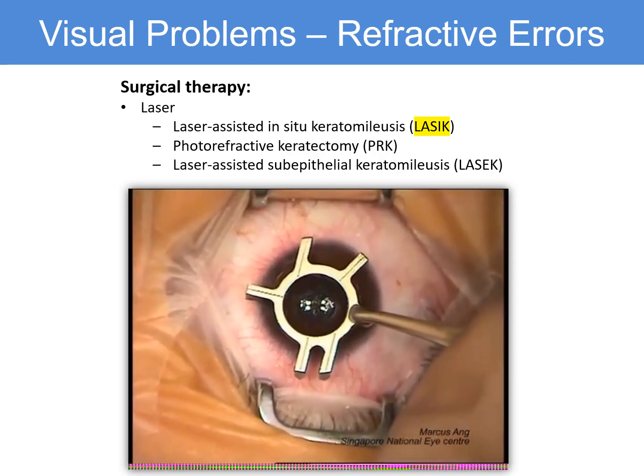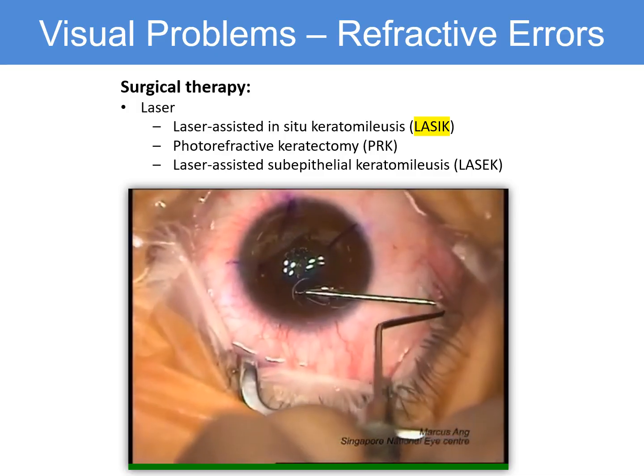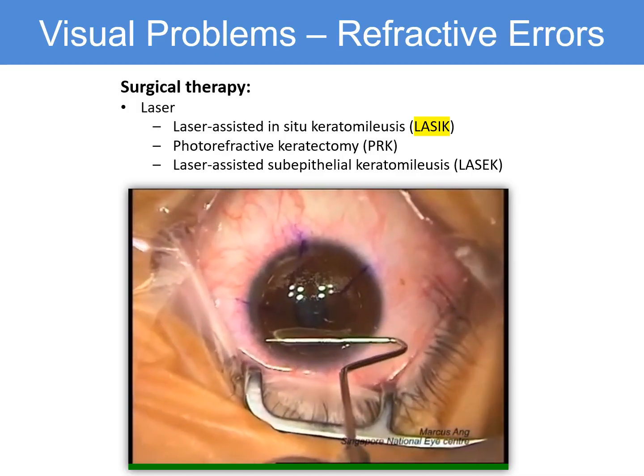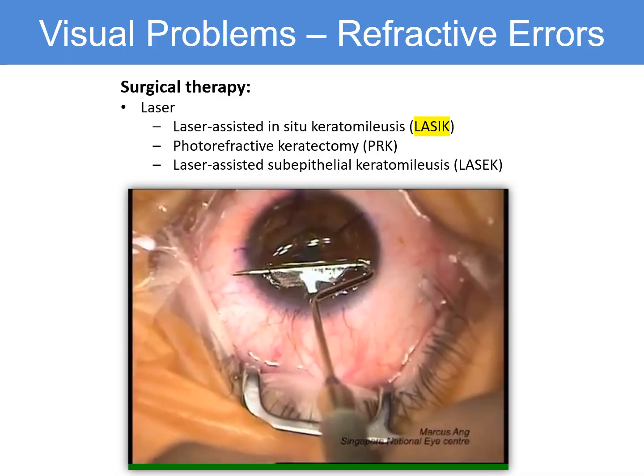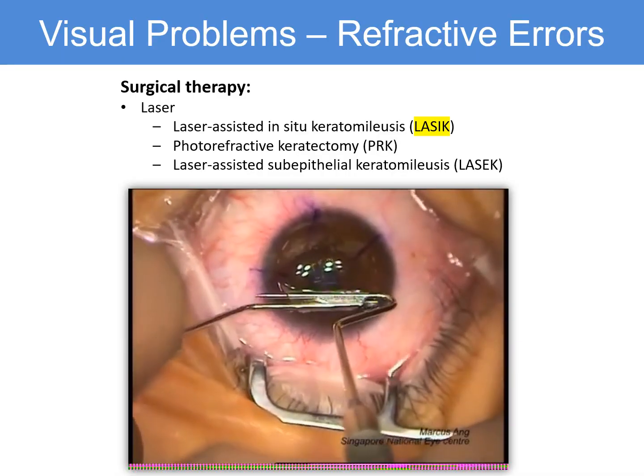Okay, some patients would meet the criteria for laser surgery. Very common is LASIK. That's what this little video is here, so I'm going to skip this.